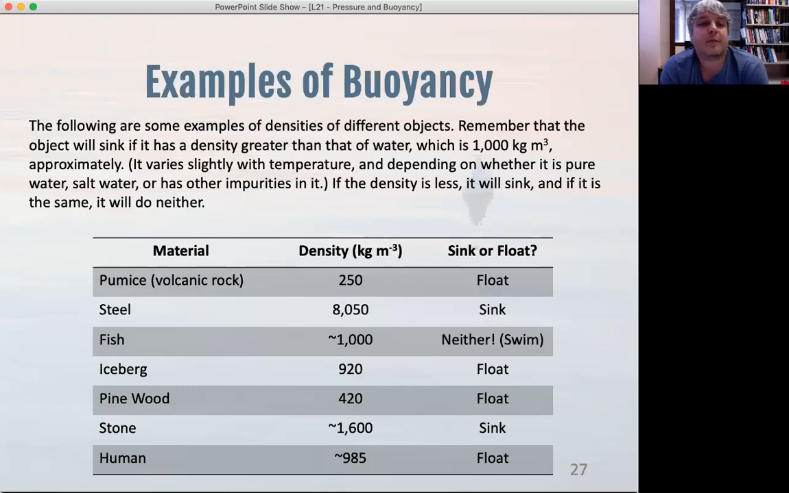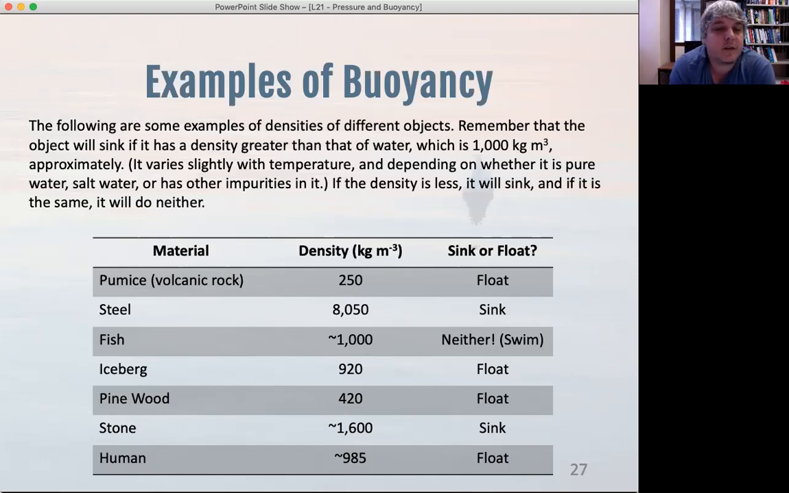So some examples of buoyancy. Remember, all you need to do is compare the density. If the density is more than water or more than the oil, more than whatever it's being put in, then it will sink. If the density is less, then it will float. If it's the same, it will do neither. And that's what we call swimming in the case of fish.